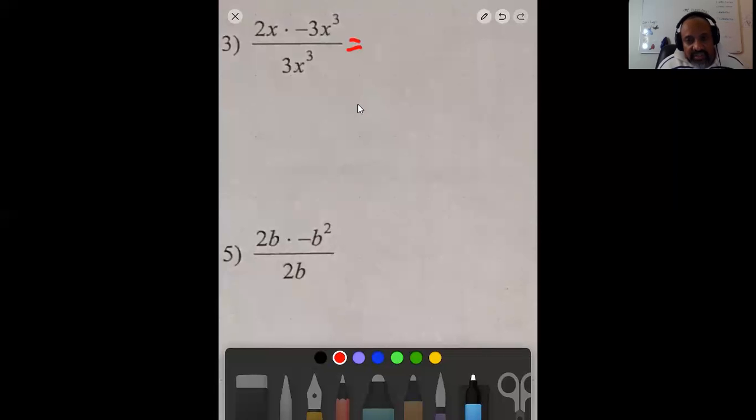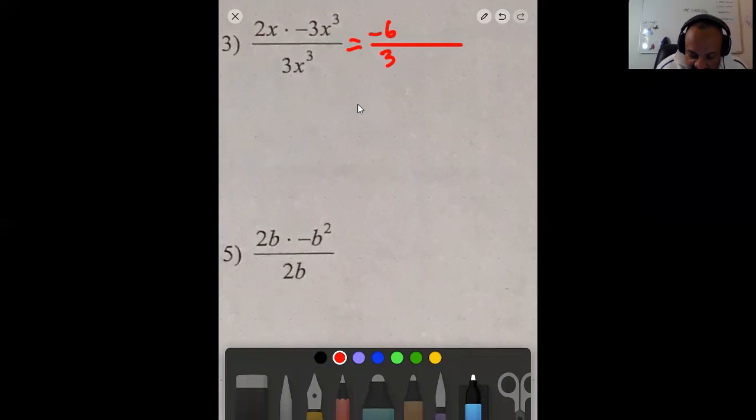All right, so now we've got 2x times the negative 3 times x cubed divided by 3x cubed. One of the things you guys should understand is that we're going to deal with the numbers separately, and then deal with the variables separately and put them together. So 2 times a negative 3 is a negative 6, and then divided by 3. Negative 6 divided by 3, we know that is a negative 2. So that's the constant part.